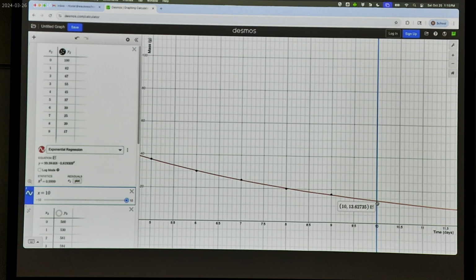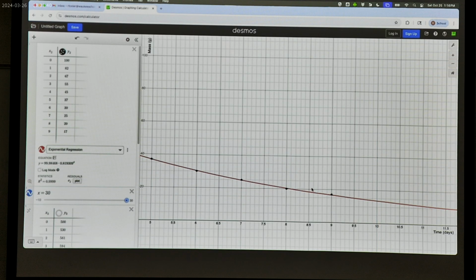And what does it predict the value will be after 25 years? Oh, wait a minute. It's not time in days. It's time. Wait a minute. That's right. Okay, I was looking at the wrong sheet. What does the model predict the mass will be after 30 days? Okay, that makes a little bit more sense.